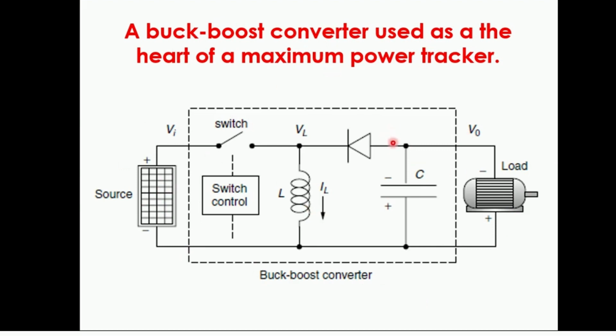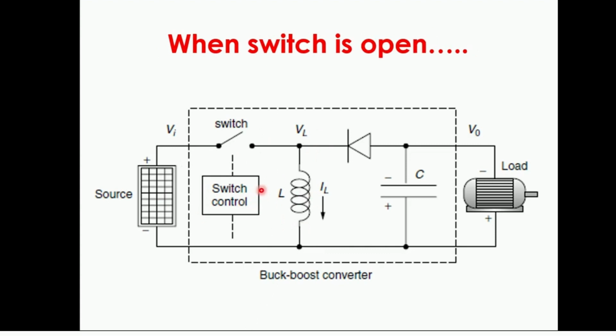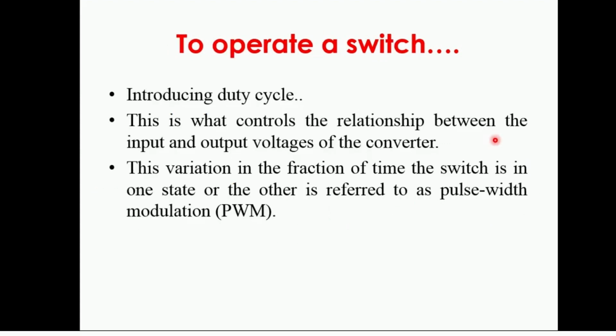So if you can see, we are having the various options. That is when the switch is closed, the inductor will receive the energy from the solar PV or any source. When the switch is open, in this case the inductor will discharge and the capacitor will also discharge through the load. So you get uninterrupted power from source to load.